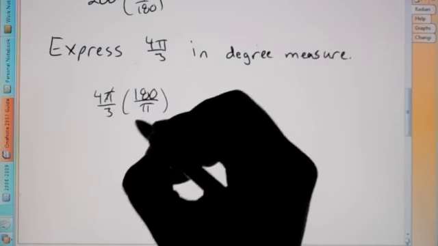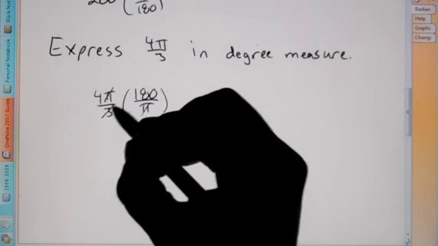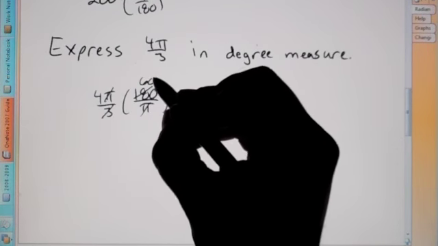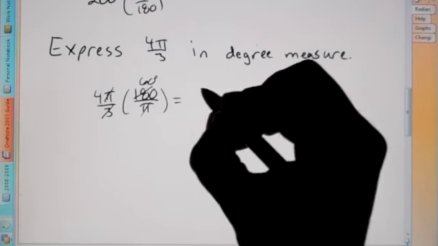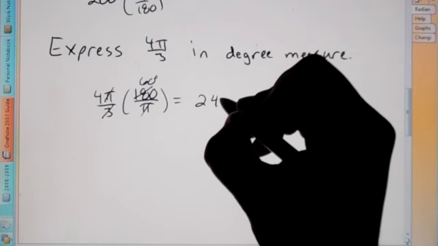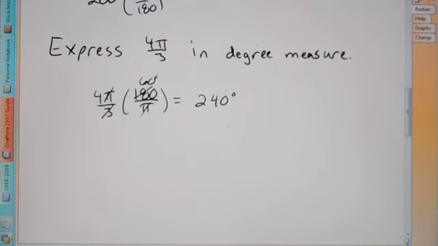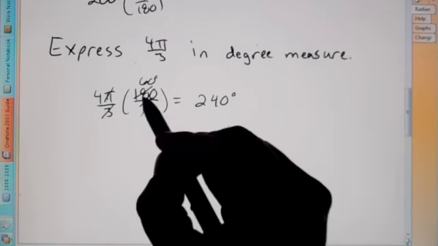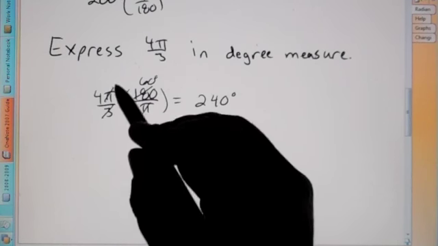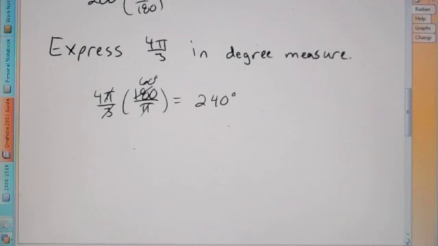So now the pi's will cancel out. 3 goes into 180 60 times. So now 4 times 60 is going to be 240 degrees. Again, when you're trying to go from radians to degrees, you multiply by 180 over pi. Then we reduce, and that's what we get. Okay, 240 degrees.